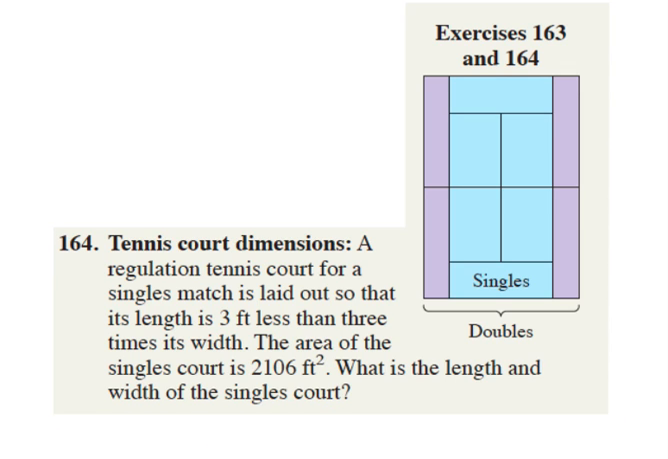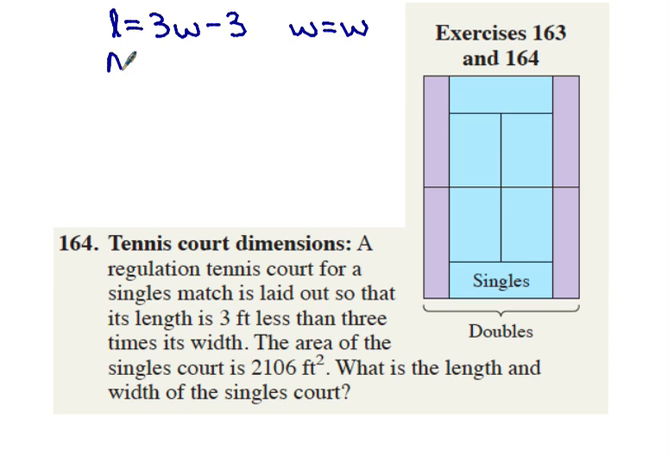So a singles match is laid out so that the length is 3 feet less than 3 times its width. Got to be able to read that basically. So my length is going to be 3 feet less than 3 times my width. So I know 3 times my width minus 3 feet equals my length, essentially. Okay, width is going to be just defined as W. Now it tells me the area of the singles court is 2,106.